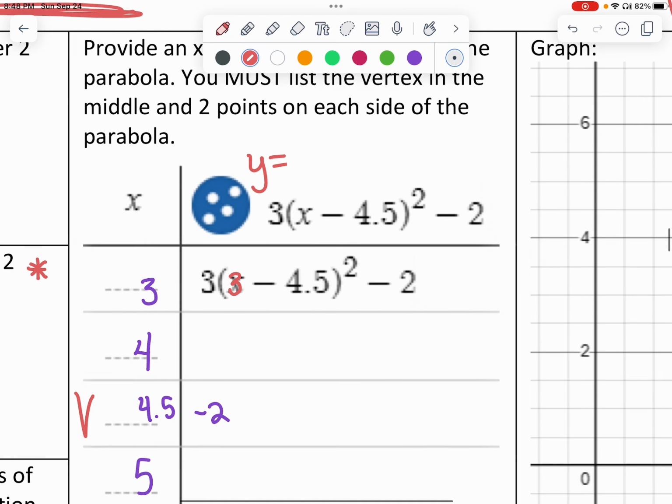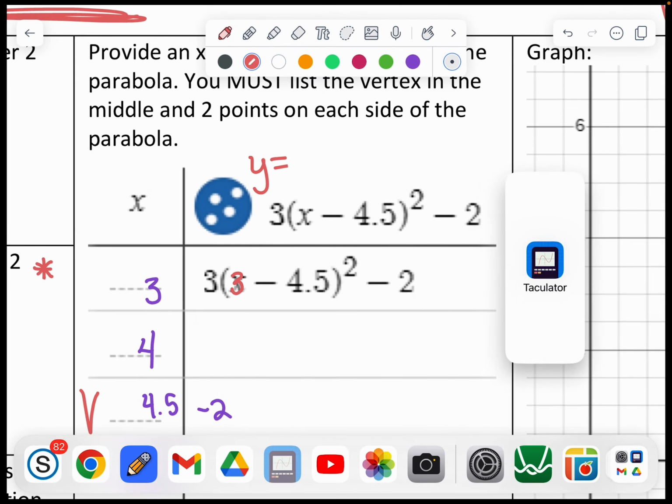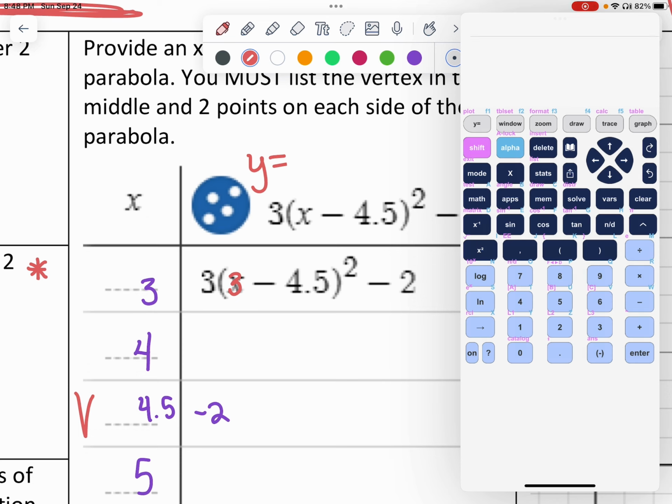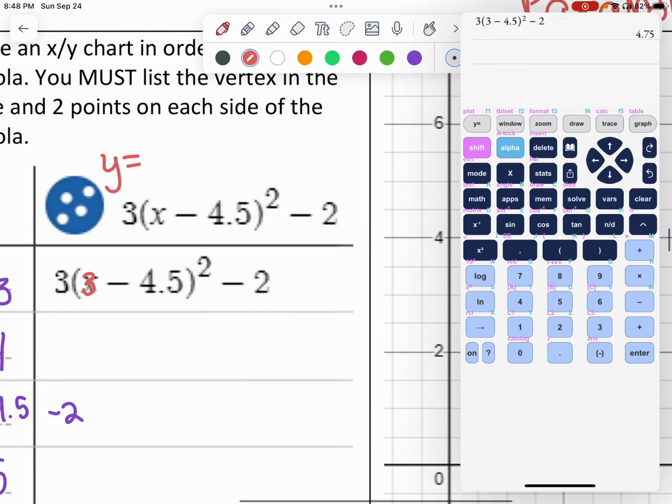Now, you can do complicated math and potentially get it wrong, or you could just use a calculator. So 3 times 3 minus 4.5 squared minus 2, and that's going to be 4.7.